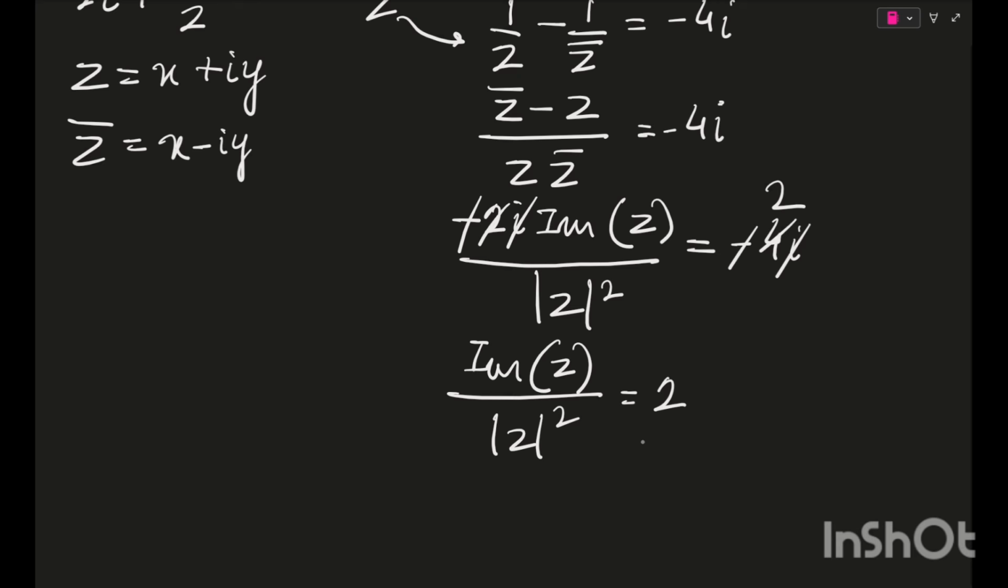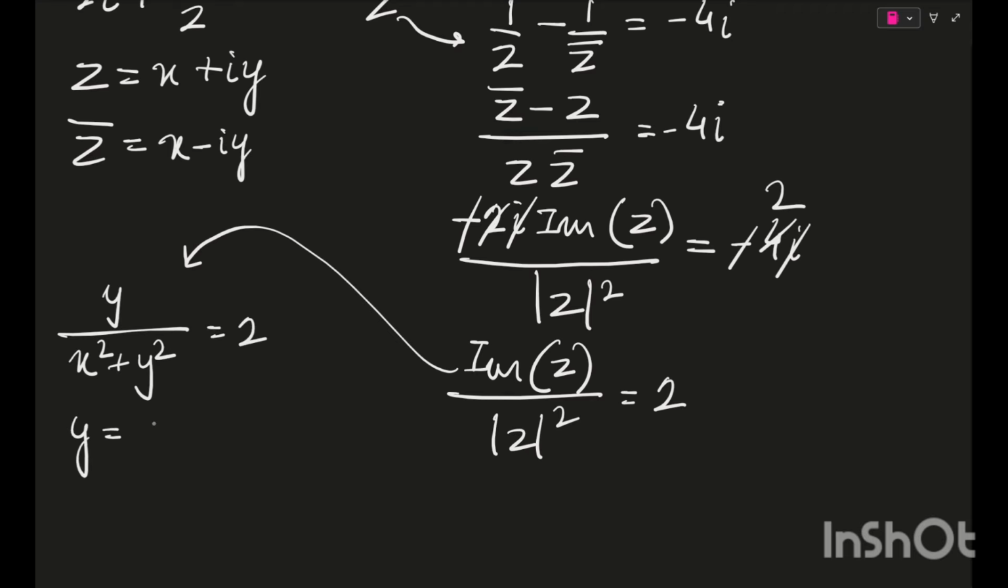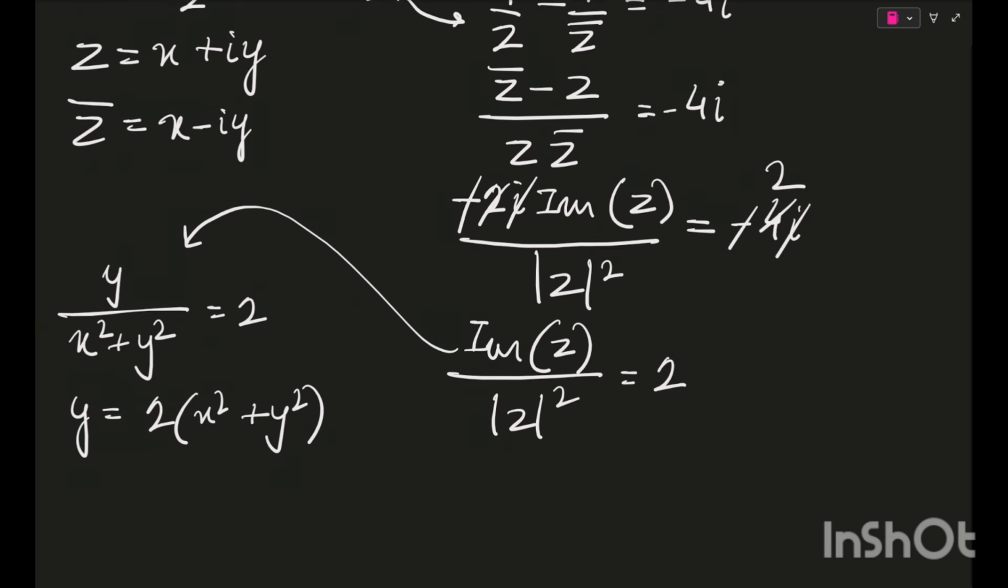Now let's do one final take and this question will be completely done. If we now put this z equal to x plus iy into this equation, what we will get is y by x square plus y square is equal to 2. So y is equal to twice x square plus y square. Now guys, I hope you can understand what we will do right now. If you can't understand, that means you have not understood the question at all.